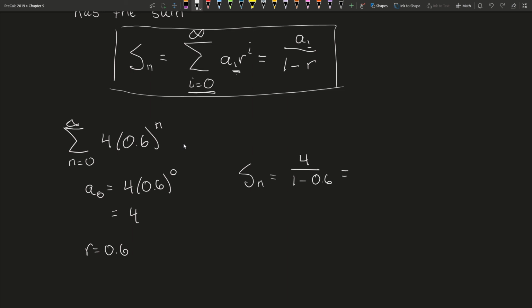And then when we do that, we get 4 over 0.4, which is just equal to 10. So I probably confused people a little bit. We'll do another example here in a second. But I want you to think about this. We just summed something that is infinite, which means it does not stop, into one number.